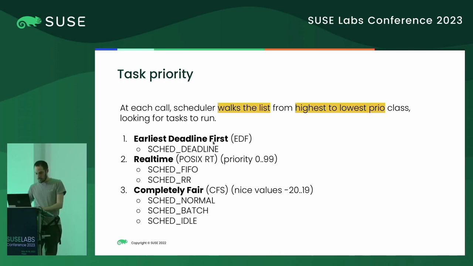And I should have probably noted that in EDF you have a quantum and a period, where the quantum is which portion of the period you need to run, you need to be guaranteed to be on the CPU to make progress. So the scheduler keeps track of those things and knows which process needs the CPU more urgently. So this is all about priority.